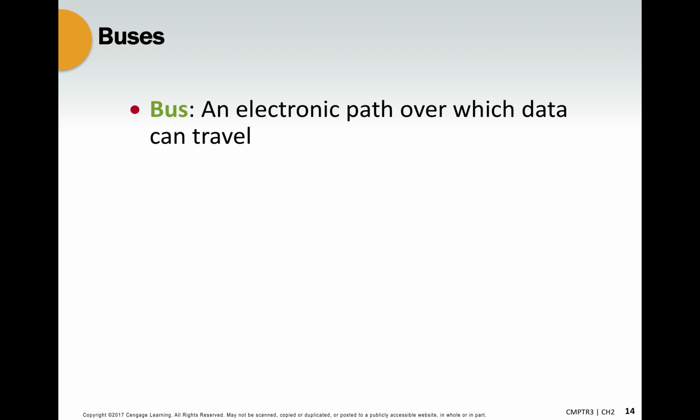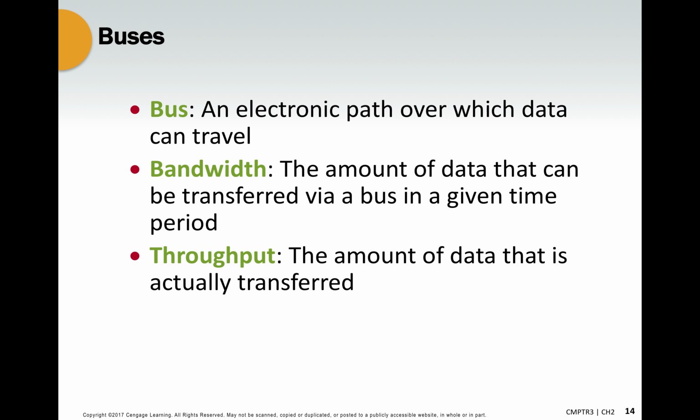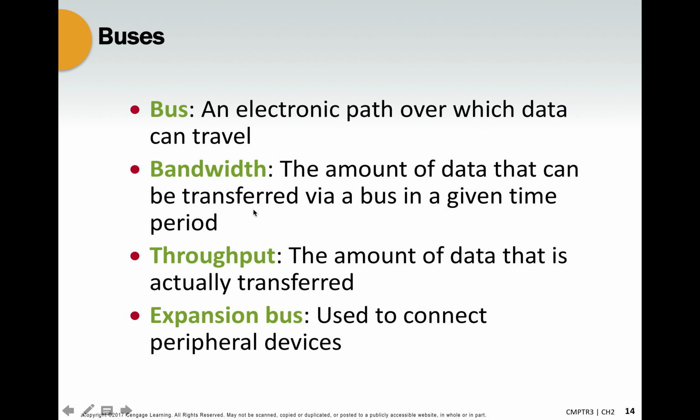So moving on from there, we're going to talk about buses. A bus is an electronic path over which data can travel. And bandwidth is the amount of data that can be transferred by the bus in a given amount of time. And then finally, throughput, the amount of data that is actually transferred. So we have a bus, which is basically an electronic path. We have our bandwidth, which is the amount of data that's transferred through it, and you can think of it like a railway. And then our throughput is the amount of data that is actually transferred.